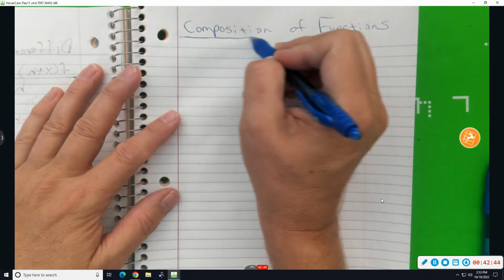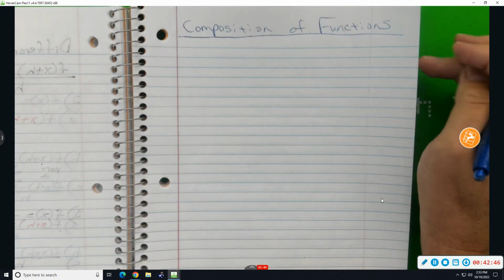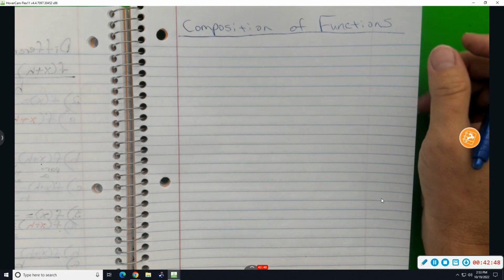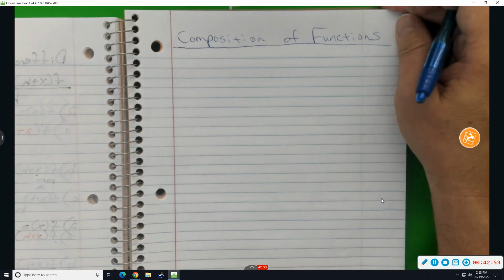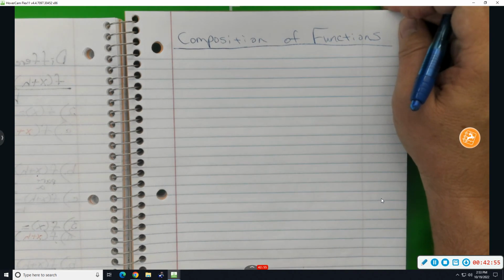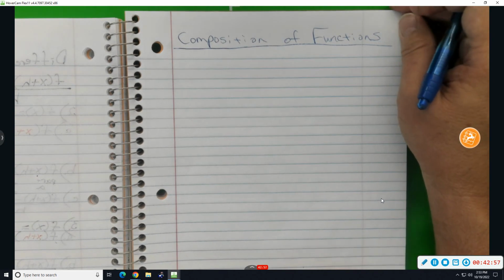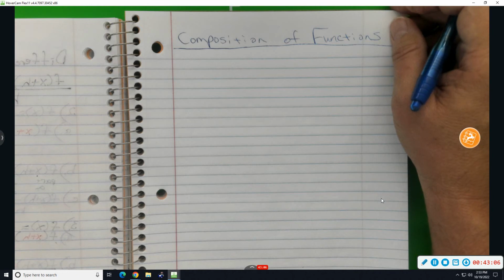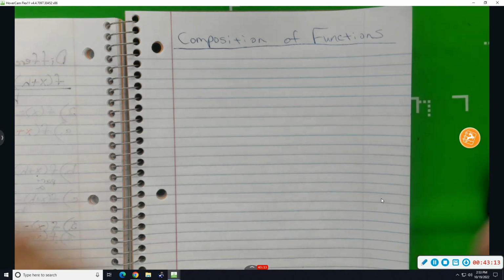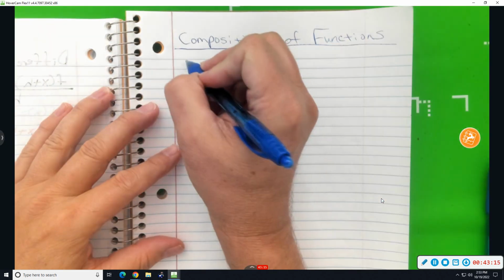This is an operation, but it's an operation that's unique to functions. There's no such thing as composition of real numbers. This is a function-only operation. We need a symbol to represent the operation. We use a little plus to represent addition. We use a dash to represent subtraction. If there's no symbol, you assume multiplication. So we can't just use no symbol for composition. But here's what they came up with.